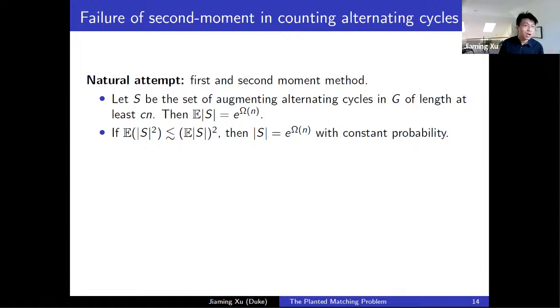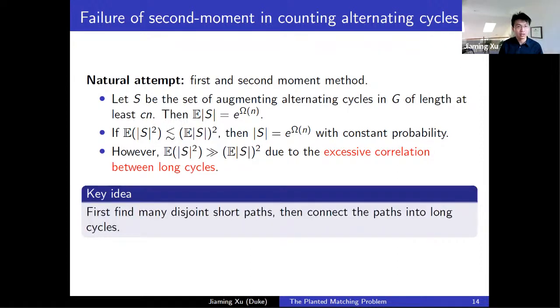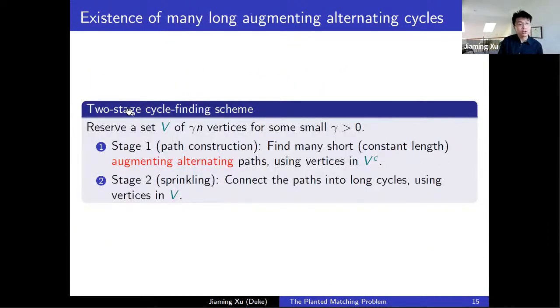But for this problem, unfortunately, this approach does not work, because fundamentally the second moment of the cardinality of S is much bigger than the mean squared. The short explanation is that there's too much excessive correlation among these different long cycles. Because we need to consider cycles of length linear in n, they tend to overlap a lot. So this natural attempt fails. Our resolution here is to not directly search for cycles, but instead do that in two steps. First, we try to find many short disjoint paths. And in the second stage, we are able to connect these paths into long cycles. In particular, this idea gives us the so-called two-stage cycle finding scheme.